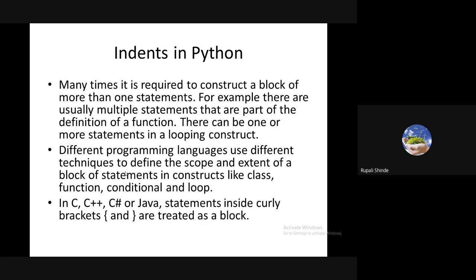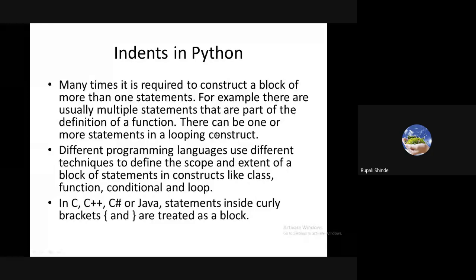Suppose I have an if block, then I write the condition and a colon. That colon indicates that it is the start of the block, and whenever we hit the enter key, the next statement should have some space from the start of the screen, and then it starts the writing of the code. We will see it with an example, but many times it is required to construct a block of more than one statement. For example, there are usually multiple statements that are part of the definition of a function. There can be one or more statements in a looping construct.